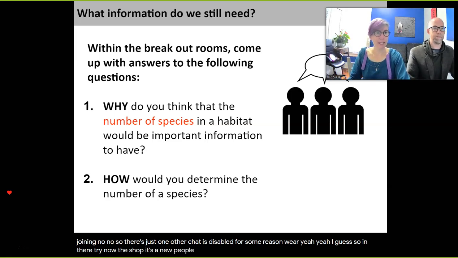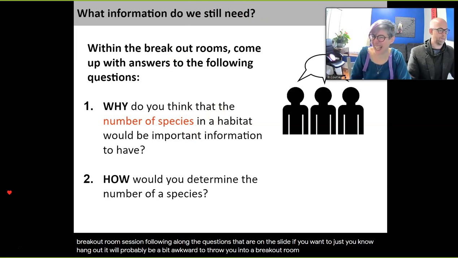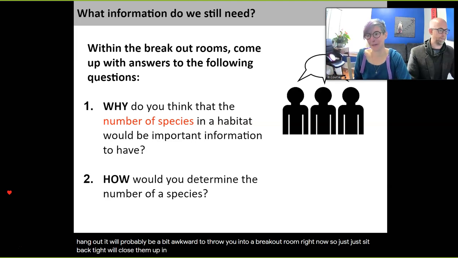Some new people coming in. If you are just joining us, we're doing a bit of a breakout room session, following along the questions that are on the slide. If you want to just hang out, it would probably be a bit awkward to throw you into a breakout room right now. So just sit tight. We'll close them up in about 3 or 4 minutes.